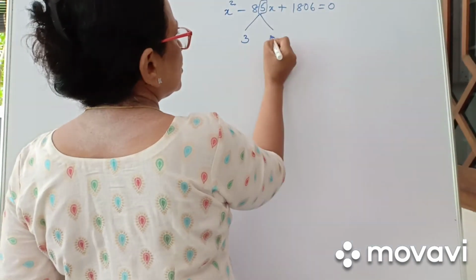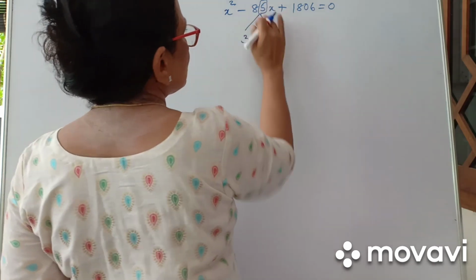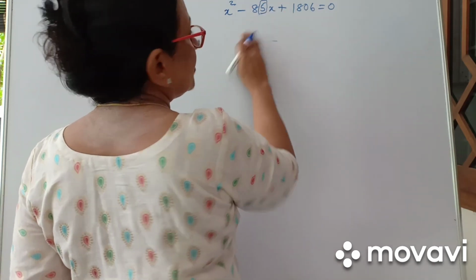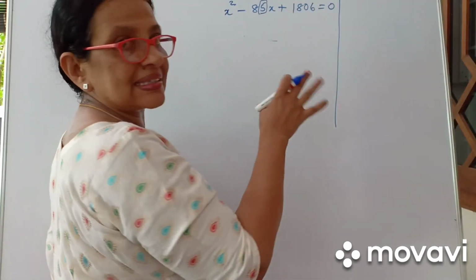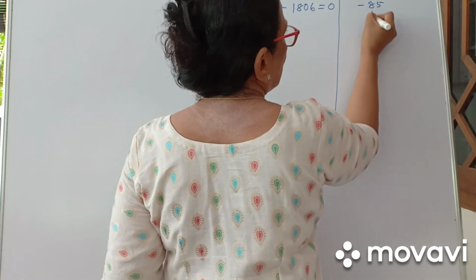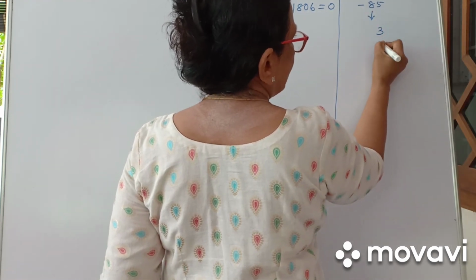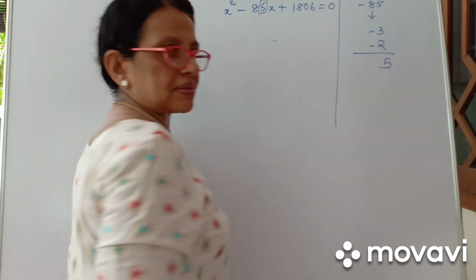What about 3 and 2? 3 plus 2 is 5. 3 into 2 is 6. So these should be the two numbers. So you can do this much part. This guessing, you can do over here. So negative 85, you are going to write it as 3, 2. 3 plus 2 is 5. Now you have to guess these two numbers.